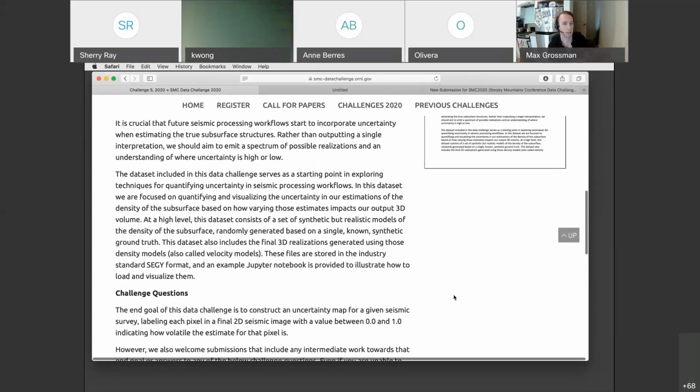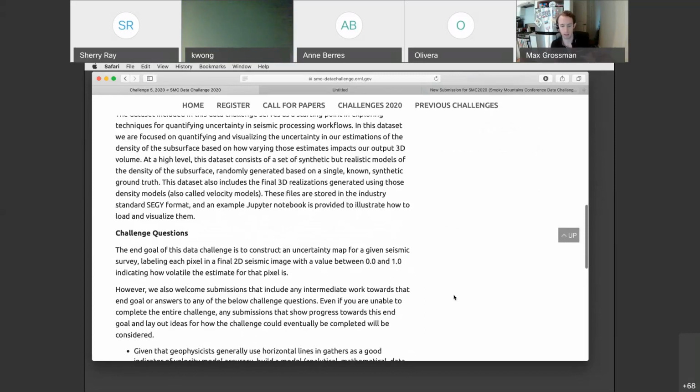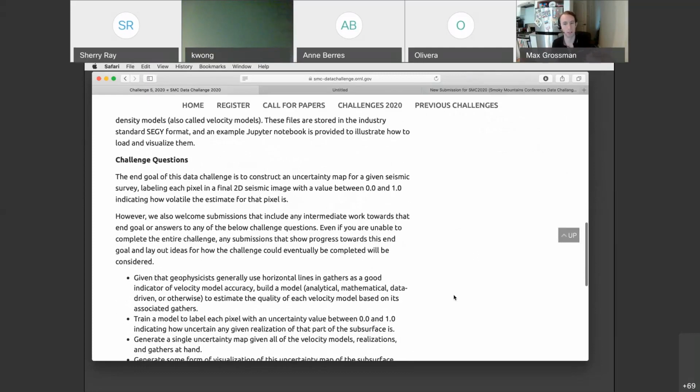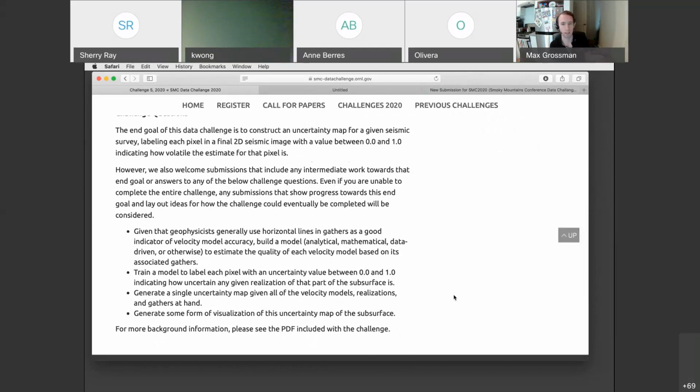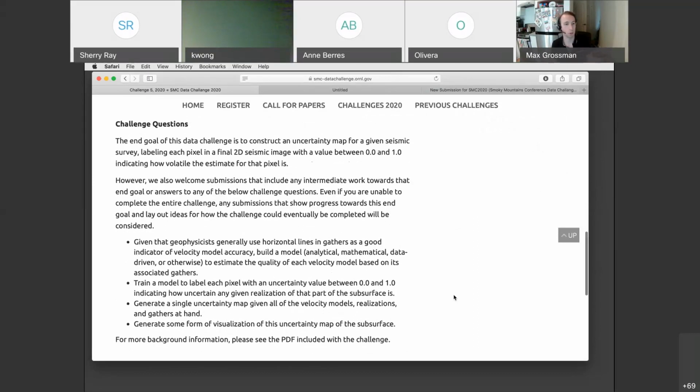Basically, what we've done with our data set is we've taken an artificial region of the Earth that's realistic. We've generated a large number of possible, realistic velocity models that you could actually get from a geophysicist. We've run them through a simple seismic processing workflow and then generated a bunch of possible realizations. Each of these realizations is entirely realistic. It could actually represent the truth, but there's uncertainty here. We're not really sure which of our velocity models actually represents the ground truth. And realistically, none of them do.